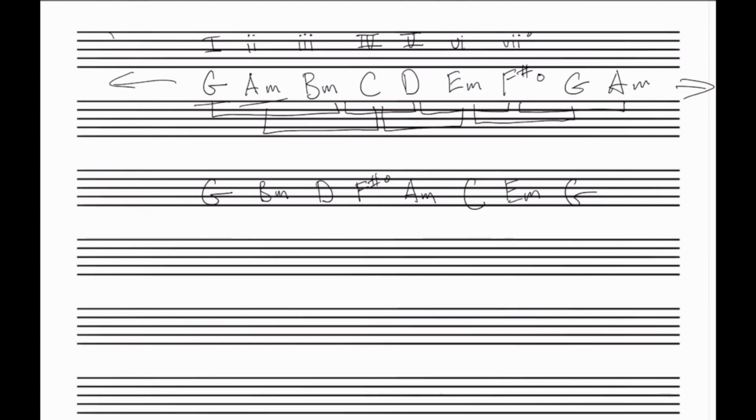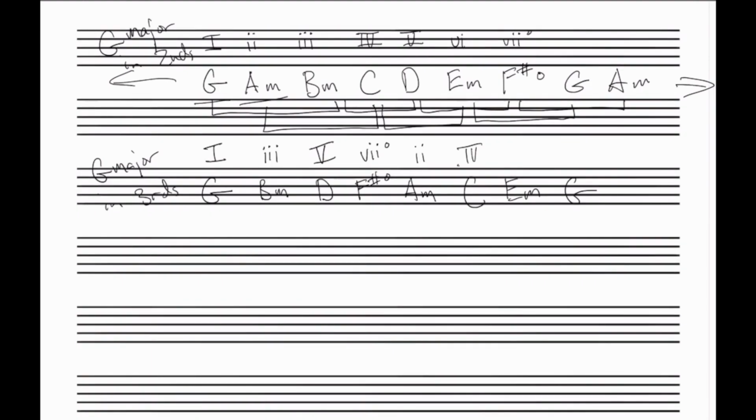So up here, this is G major in seconds. This is G major in thirds here. And if I was going to write the Roman numerals out, I'd have 1 as G would be my 1, B minor is my 3, lowercase because it's minor, D is my 5, F sharp diminished is my 7, A minor is my 2, C is my 4, E minor is my 6, and then I end up back at 1.